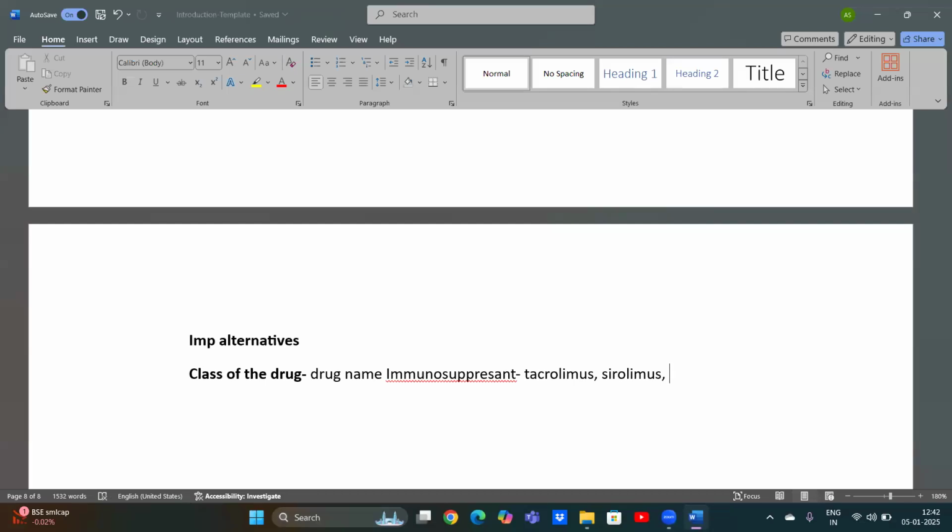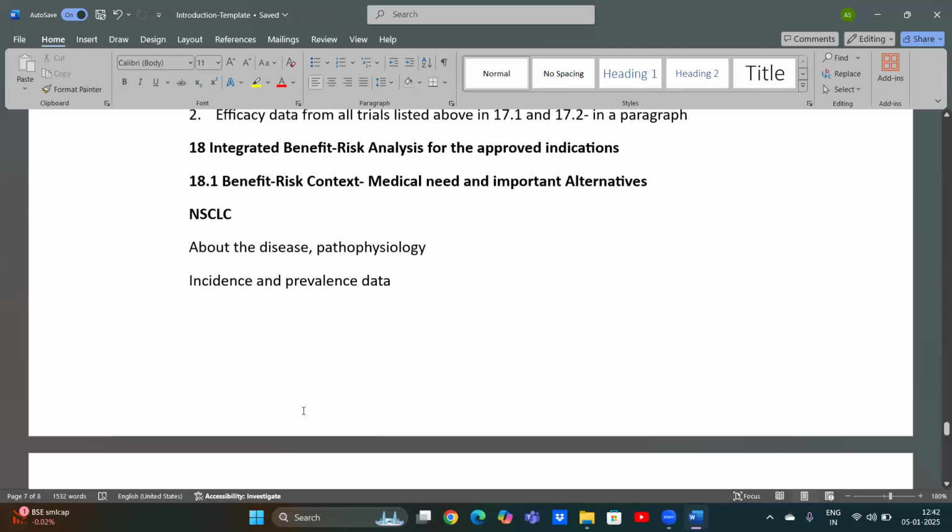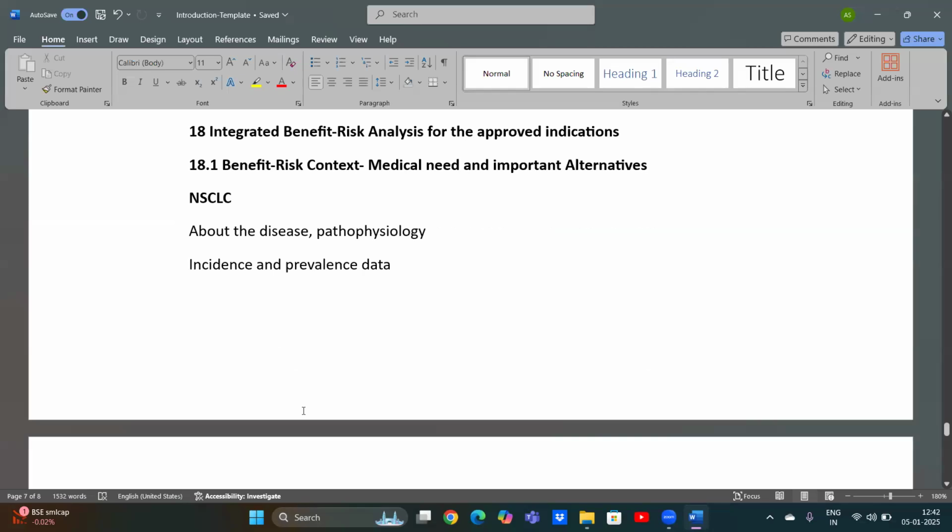Okay. Thank you. So this is how we write the important alternative. So section 18.1, this is how we write. Tell me if there is any doubt. No doubt?